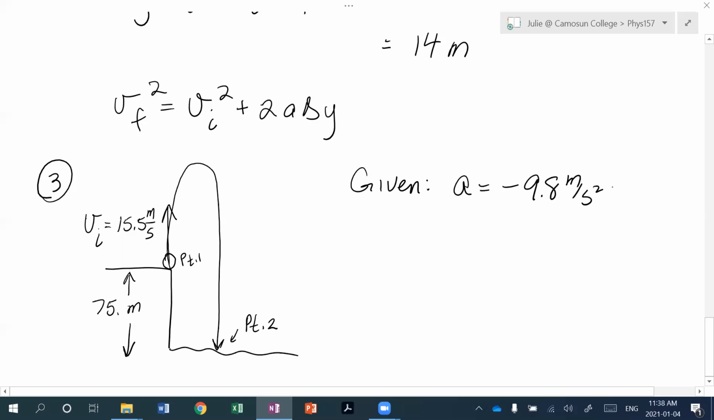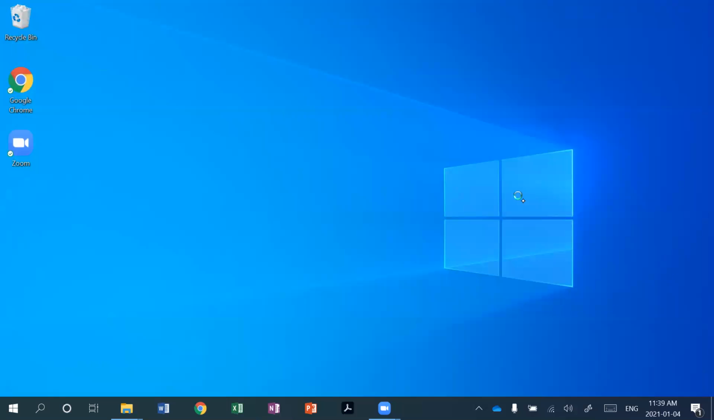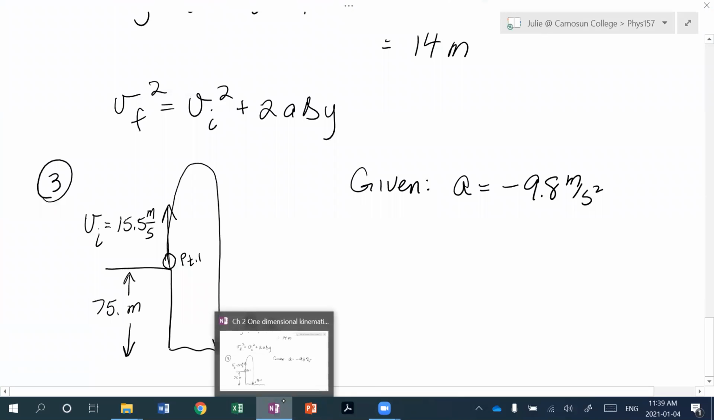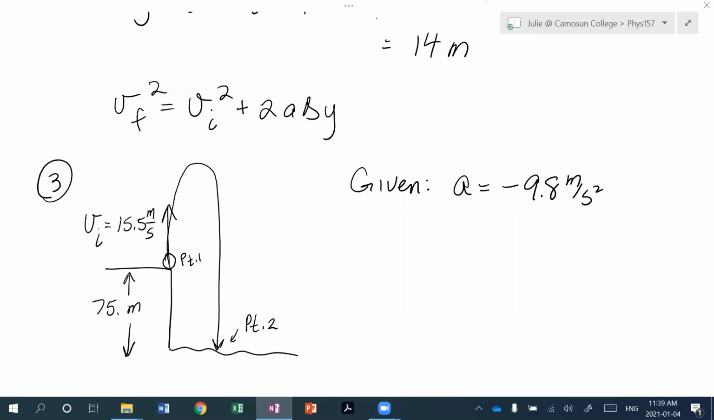Now you do not have to analyze this separately, up and then start all over again and down. The equations understand that if you're given an initial velocity of 15.5 meters per second and the acceleration is negative 9.8 the whole time, the velocity is going to decrease by 9.8, decrease by 9.8, and keep decreasing by 9.8 until it turns around and comes back down. So this is fine. You put the VI, 15.5.